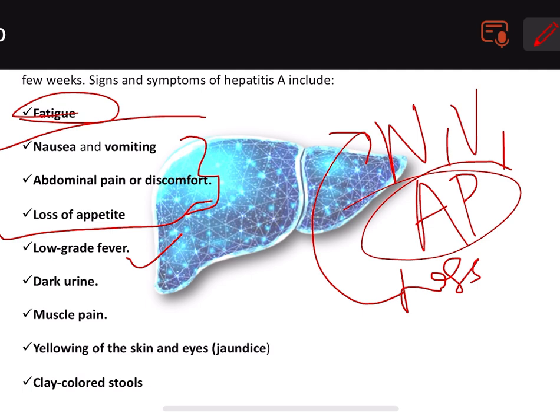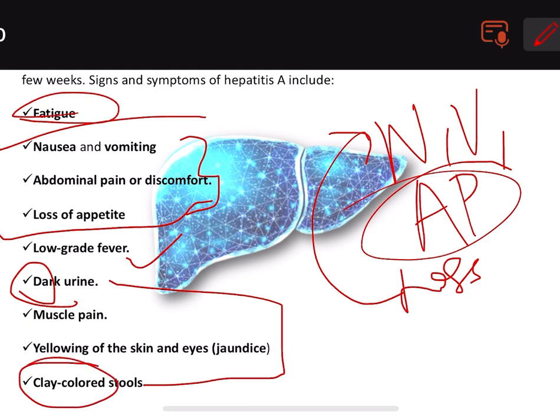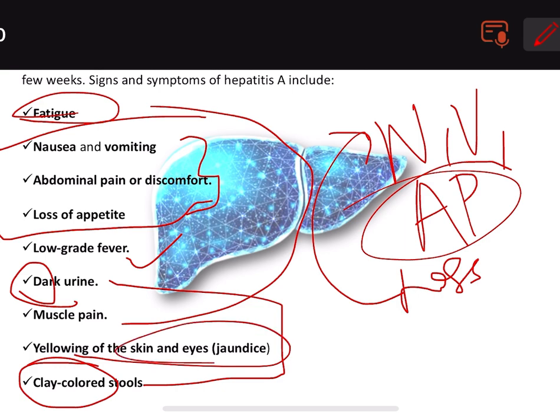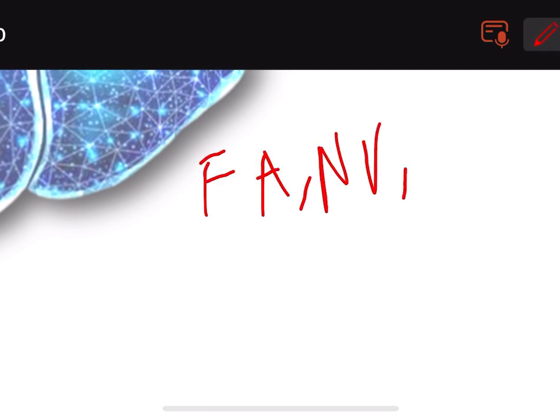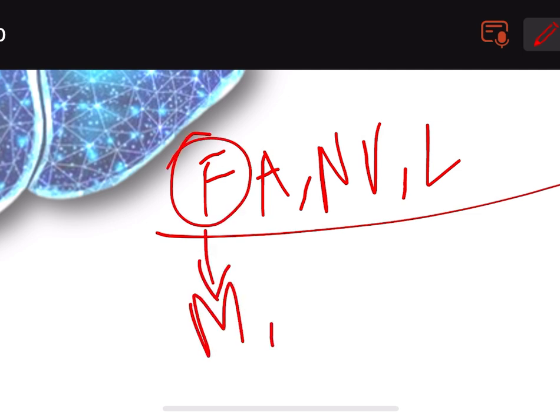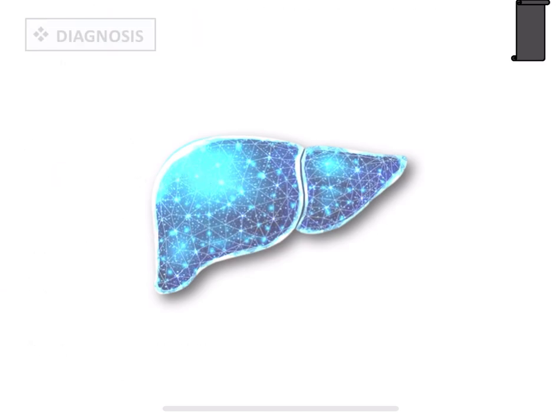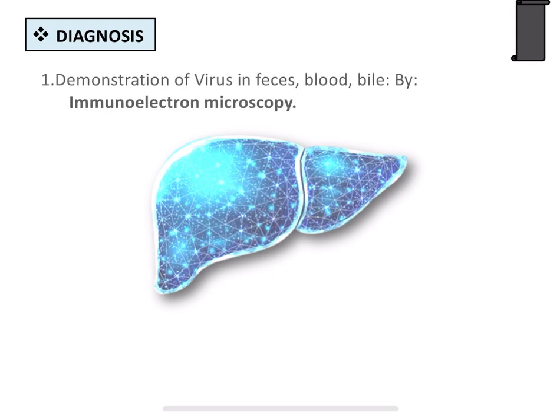Then we have low grade fever. Then you can remember urine and stools: dark urine, clay colored or light colored stools. Then we also have muscle pain, fatigue, and jaundice lastly. Is it clear? We can group the clinical features: fatigue, abdominal pain, nausea, vomiting, loss of appetite. Fatigue and muscle pain can be put together. Then clay colored stools and dark colored urine. And jaundice is very important, which will be the first sign of any liver disease. Then we will move further to the diagnosis.